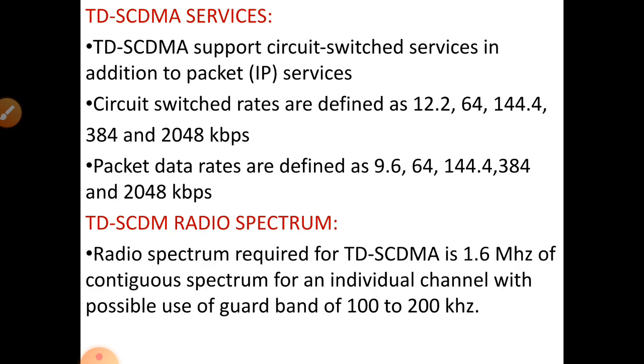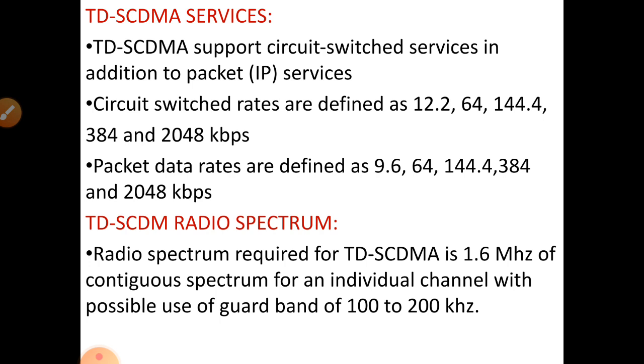Next we are going to the term TD-SCDMA services. TD-SCDMA supports circuit switched services in addition to packet IP services. The circuit switched data rates are defined at the following levels: 12.2, 64, 144.4, 384 and 2048 kbps. Similarly, the packet data rates given for the TD-SCDMA services are defined as 9.6, 64, 144.4, 384 and 2048 kbps.